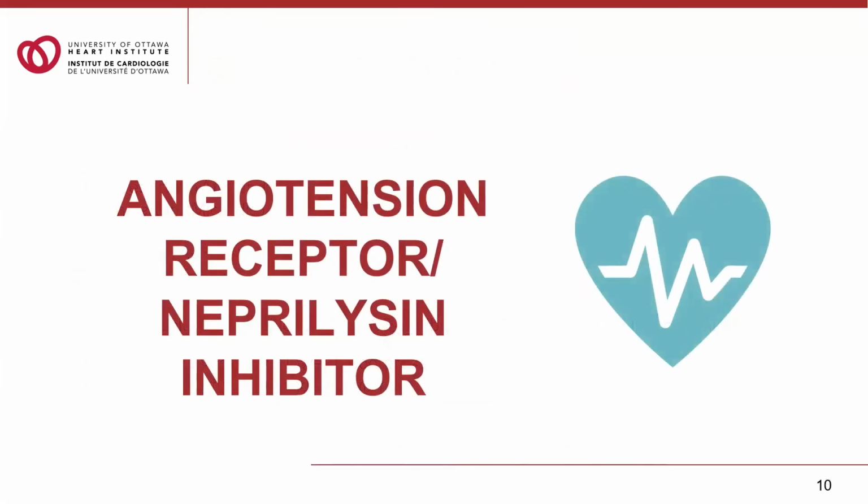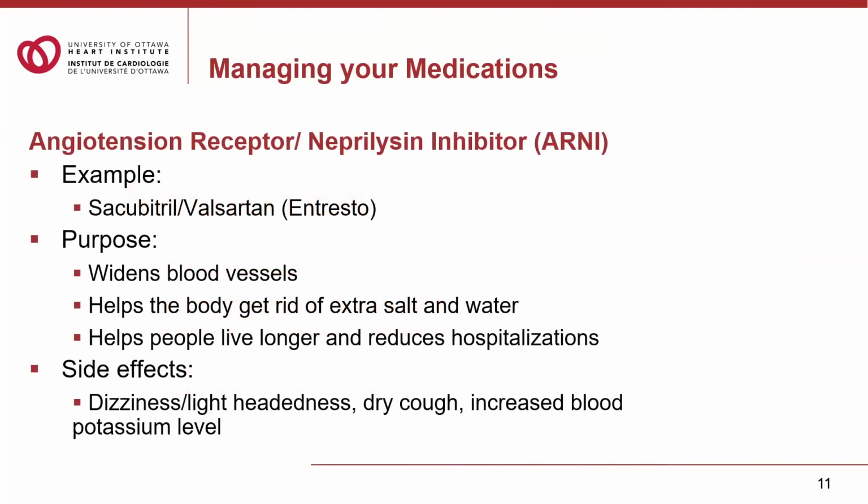The next medication is the angiotensin receptor and neprilysin inhibitor. A shortened form of that is ARNI, so you might hear that term tossed around. The example of this medication is Entresto. This medication is to be used instead of an ACE inhibitor or that ARB medication, so you would not be on this medication and those medications I just reviewed.